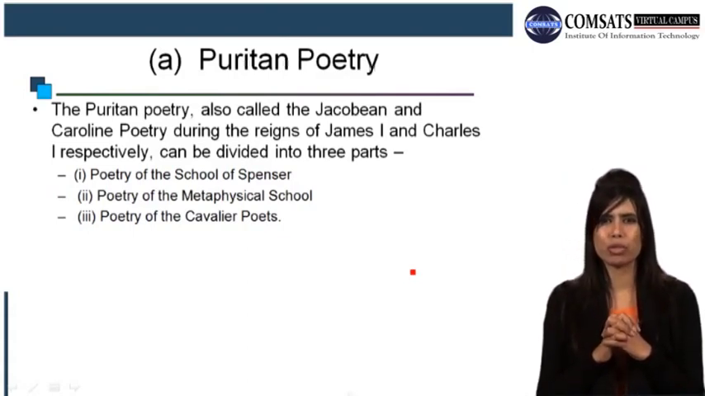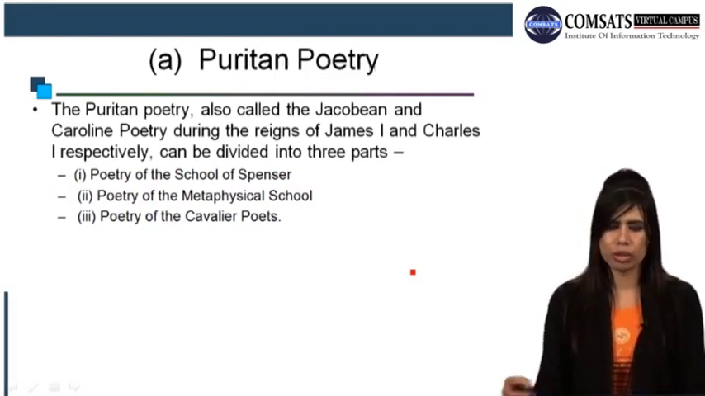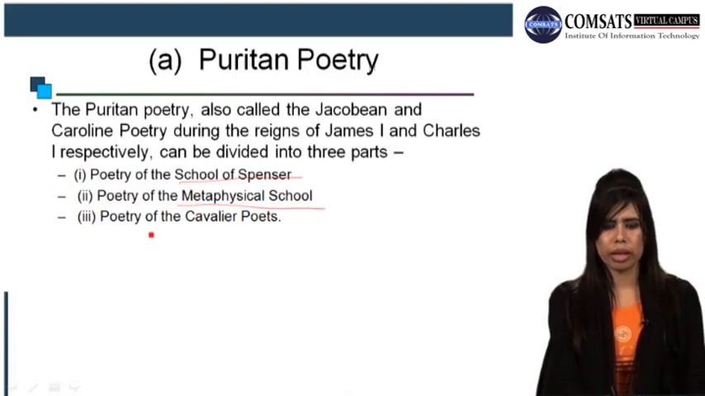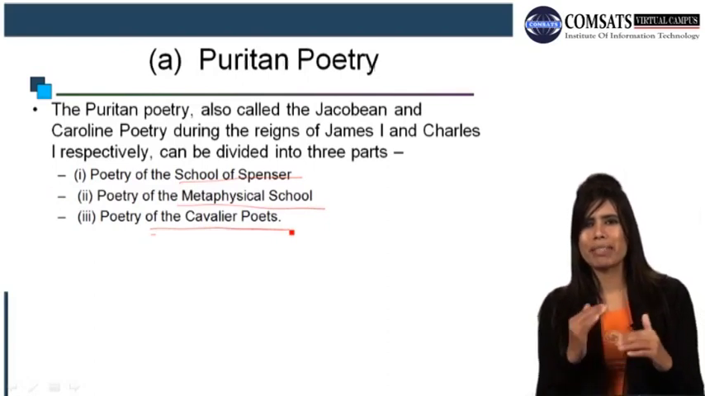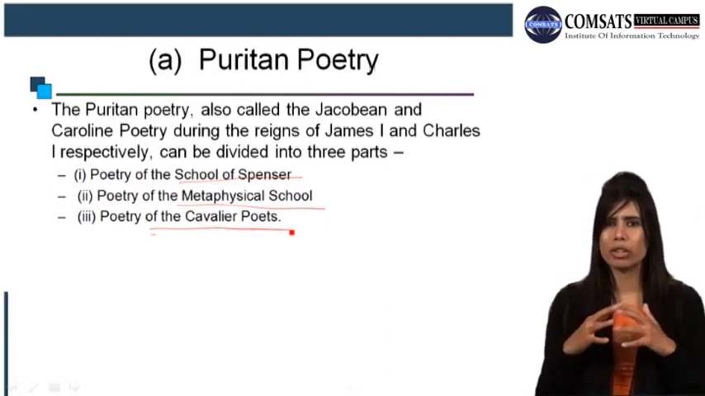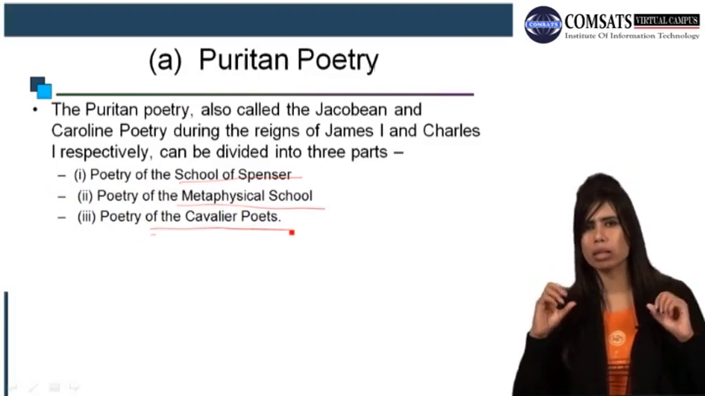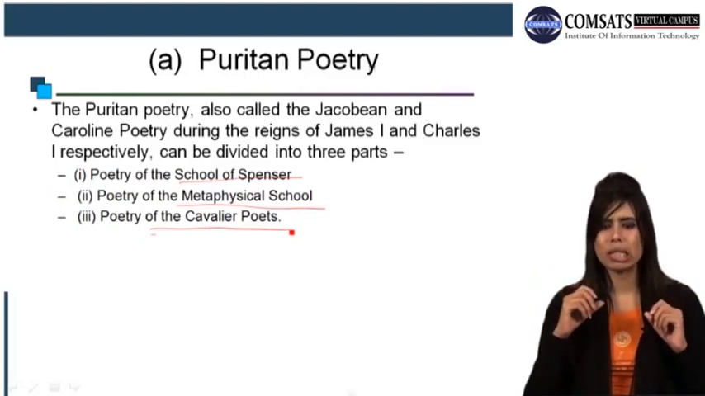One is the poetry of the school of Spenser. So my dear students, here you'll have to focus on the school of Spenser, then the metaphysical school, and then the poetry of the Cavalier poets, fine. So the point you have to note down over here is that Puritan poetry has three phases, and we have divided it into three different parts. One is the school of Spenser, the other one is the metaphysical school, and the third one is the Cavalier poets.